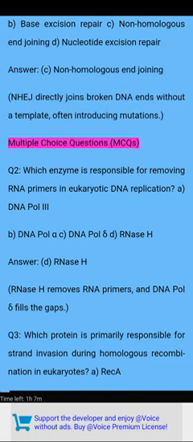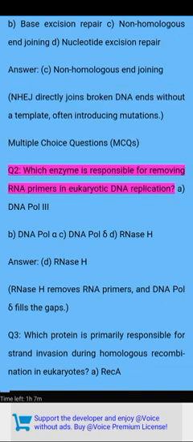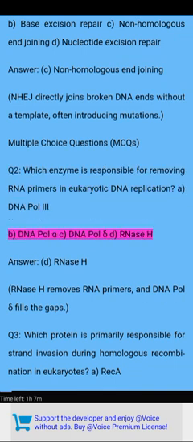Multiple choice questions, MCQs. Q2. Which enzyme is responsible for removing RNA primers in eukaryotic DNA replication? A. DNA pol III. B. DNA pol alpha. C. DNA pol delta. D. RNase H. Answer: D. RNase H. RNase H removes RNA primers, and DNA pol delta fills the gaps.